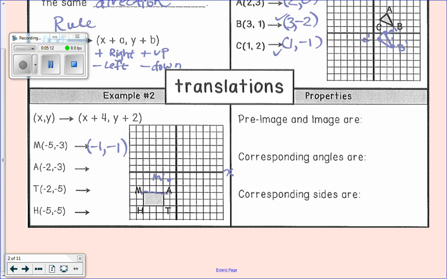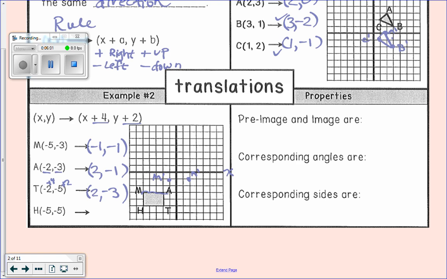Okay, A prime. Let's apply our rule to the point. So negative 2 plus 4 is 2. And our y value is now negative 3 plus 2 is negative 1. Let's go ahead and move point A 4 units: 1, 2, 3, 4. And 2 units: 1, 2. All right, T: negative 2 plus 4 is good. And then negative 5 plus 2 is, you got it, negative 3.